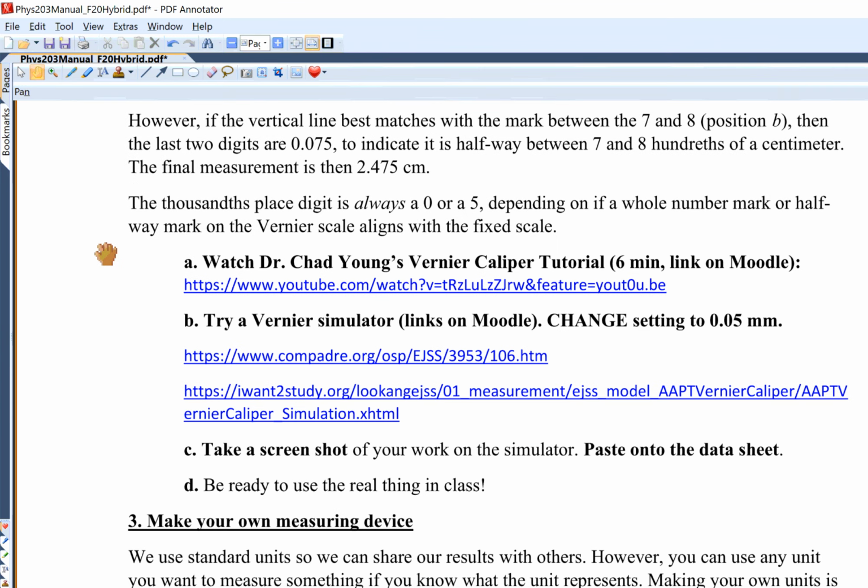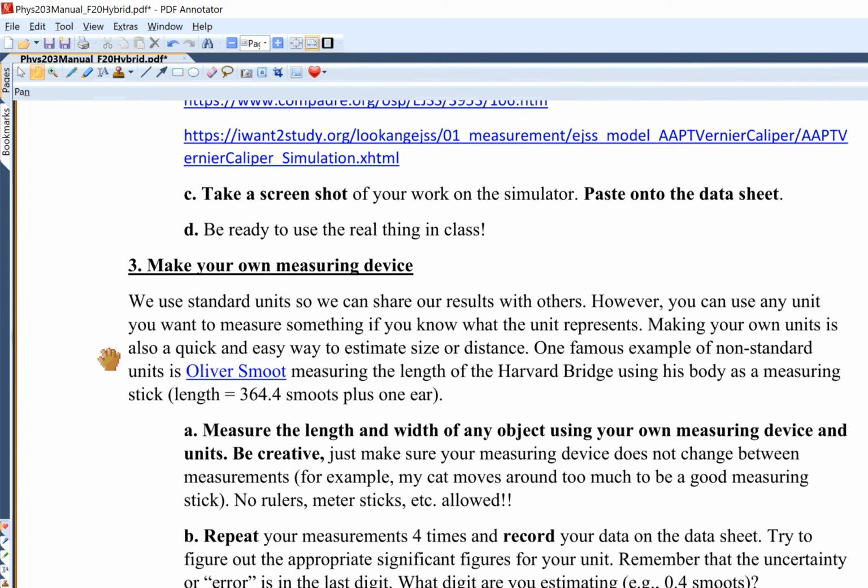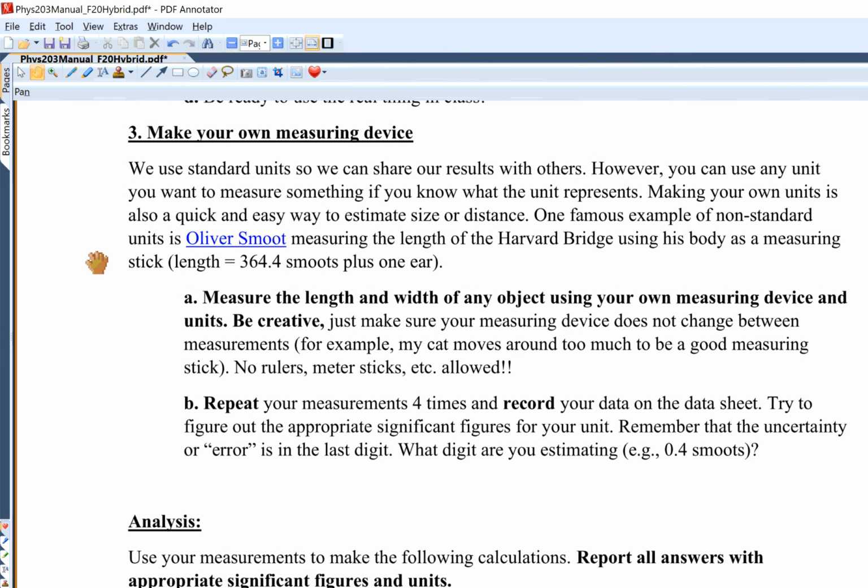Okay? And then third, you're going to make your own measuring device. So you might take some object in your house, like your pen, for example, or your arm, or your foot, and then measure the dimensions, the length and the width of any object. Okay, be creative with it. You can use your whole body as a measuring device. You can use your cat, well maybe not your cat because they move around too much, but you get the idea that you can use a different type of measuring device.